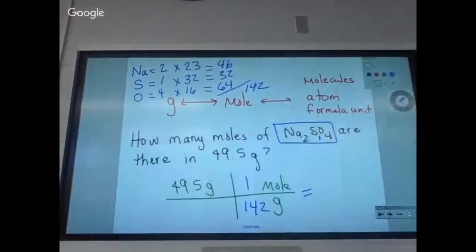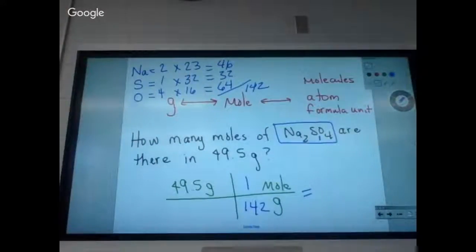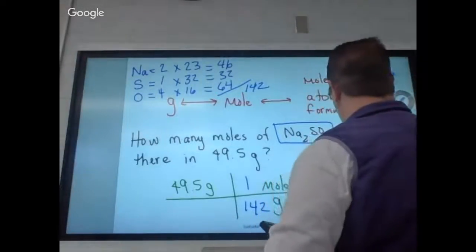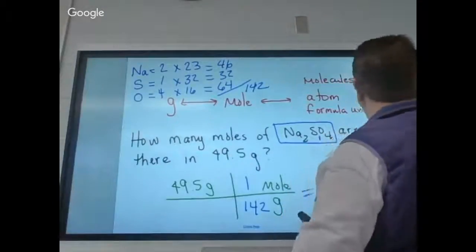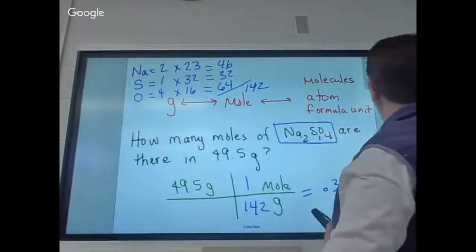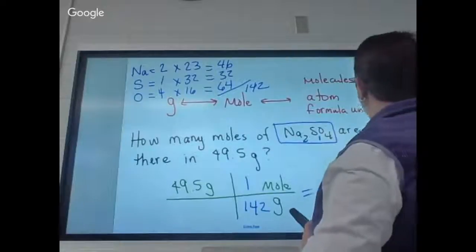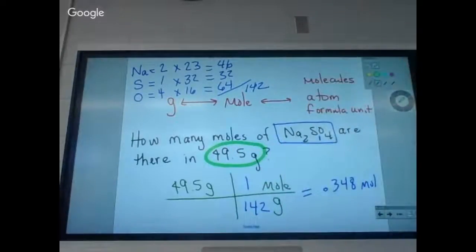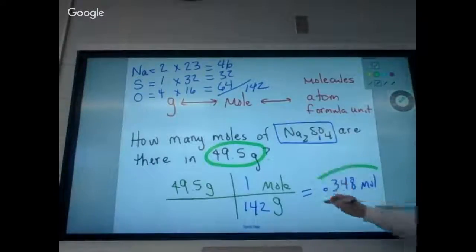So when we calculate and we get 0.348, I rounded because when I looked at this one, oops, that's not what I wanted. Let's see here. I had how many significant digits? So I need 3 in my answer.